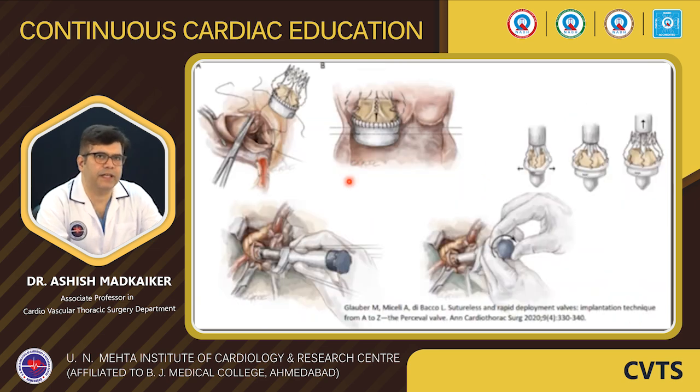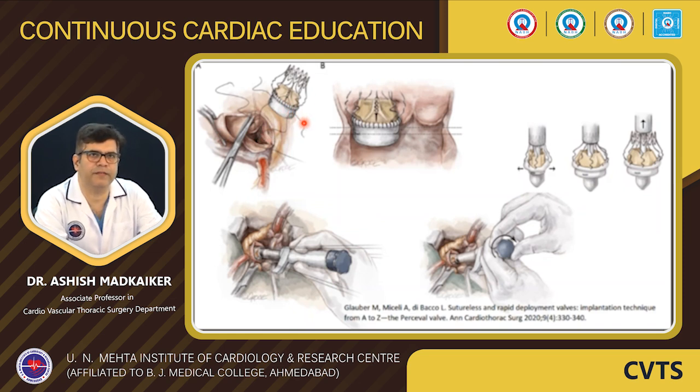Okay, now that we have appropriately sized and selected the desired valve, our next step is to take 3 stitches along the annulus, and this is taken at the nadir of the coronary cusps, and these 3 stitches are then taken out through the loops provided in the sutureless valve. These are our guiding sutures, and in the Perceval valve we need to take 3.